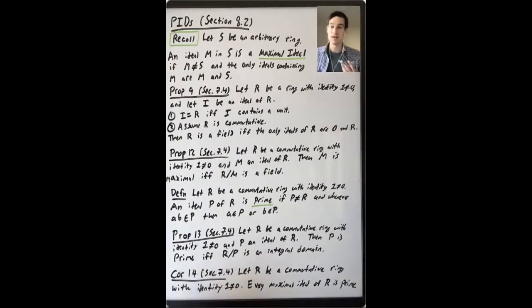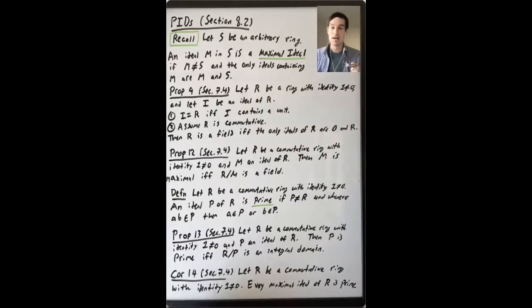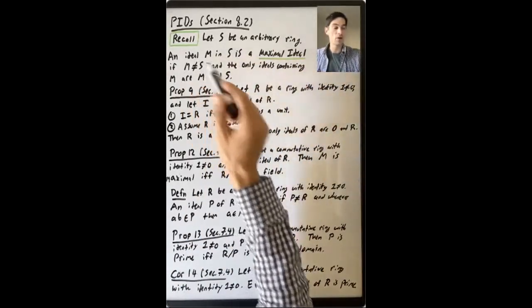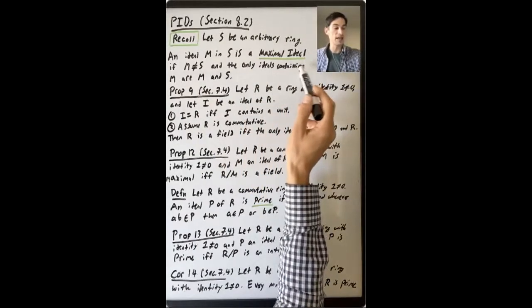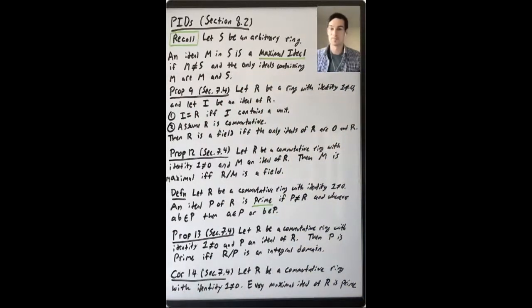In particular, some material from section 7.4 of Dummit and Foote on properties of ideals. So first, what does it mean for an ideal to be a maximal ideal? Let's let S be an arbitrary ring. An ideal M in S is a maximal ideal if it's not the whole ring, and the only ideals containing it are M itself, the ideal itself, and the whole ring.